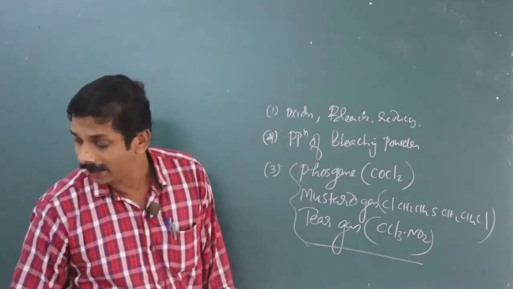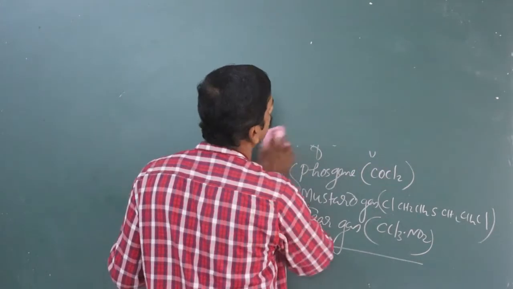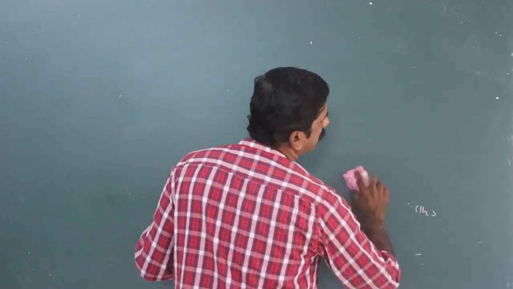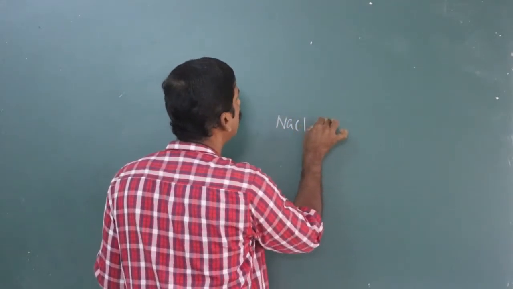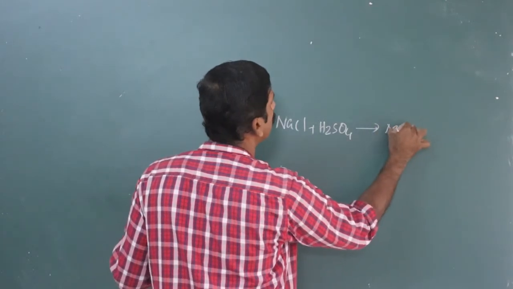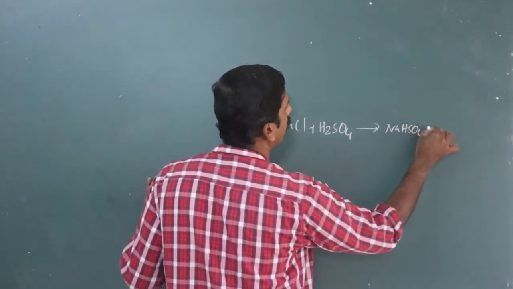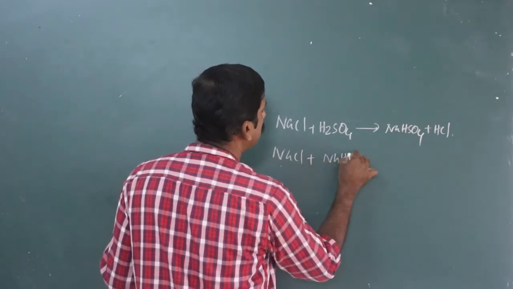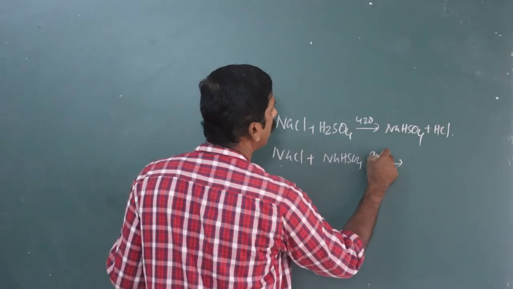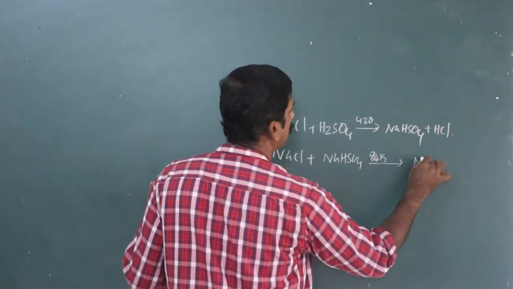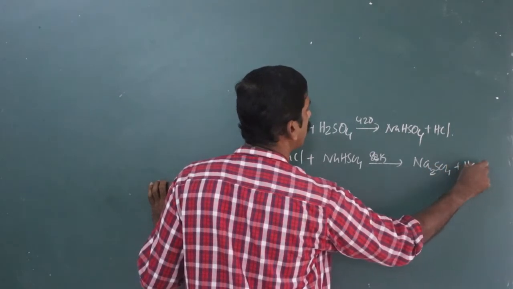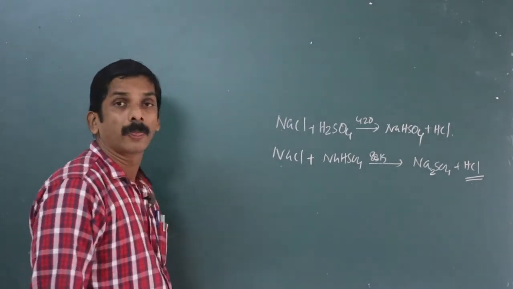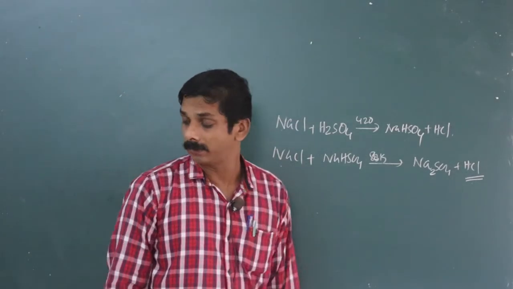This is also used for making HCl. And you just go through about HCl. HCl is prepared by the reaction between sodium chloride and sulfuric acid. NaCl plus H2SO4 gives NaHSO4 plus HCl. Then NaCl plus NaHSO4 gives, this is at about 420 Kelvin, and at 823 Kelvin it gives Na2SO4 plus HCl. Okay, that's about preparation of HCl.